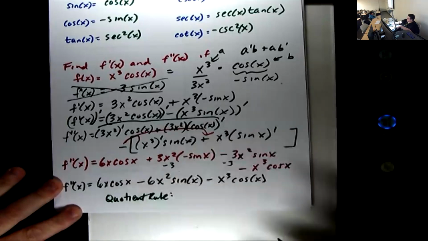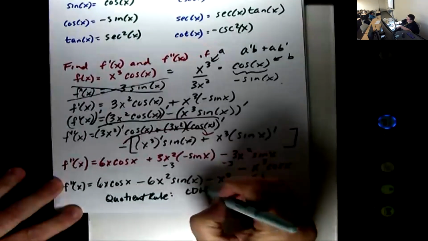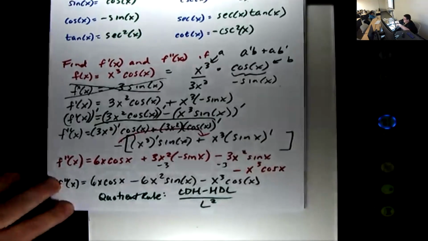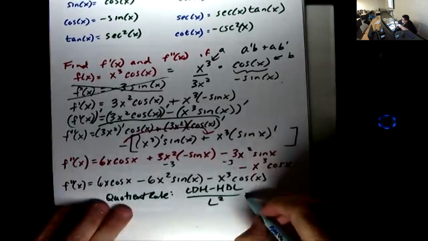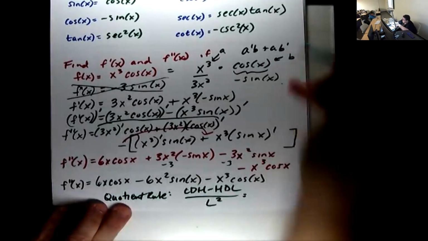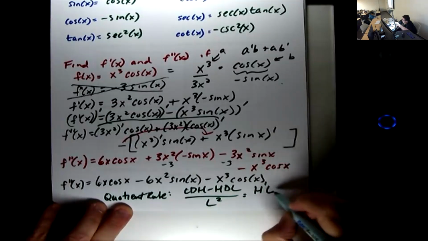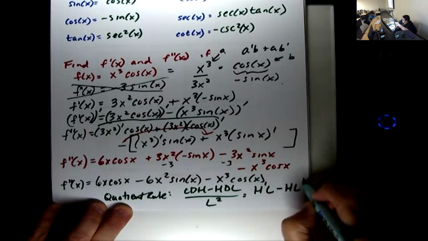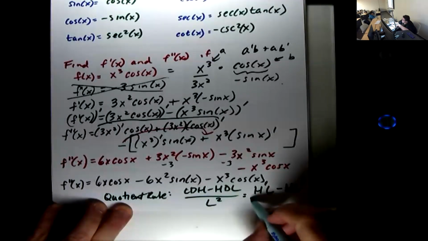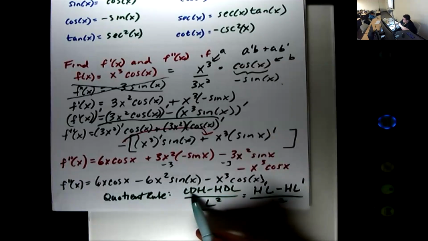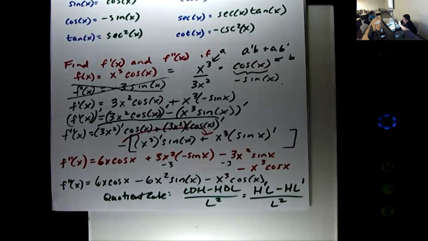All right, what's my quotient rule? Low D high minus high D low over low squared. The other way is doing exactly like we did with the product rule, where we have high prime low minus high low prime. So it's got the same format, high coming first over low squared. The D here is representing derivative. So you'll see that those two are the same.